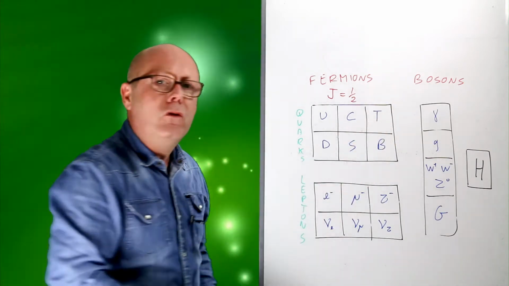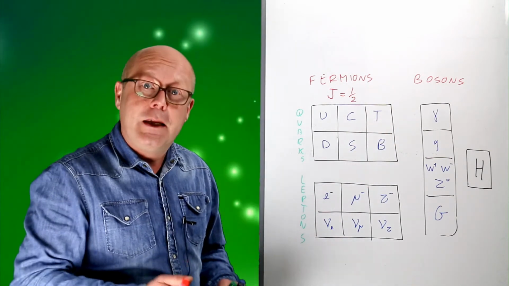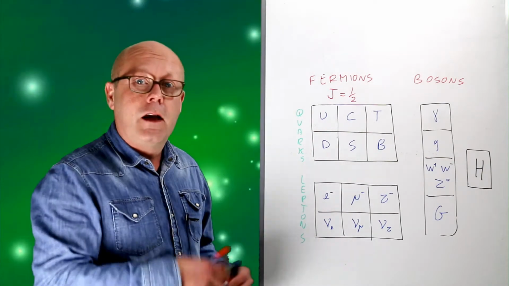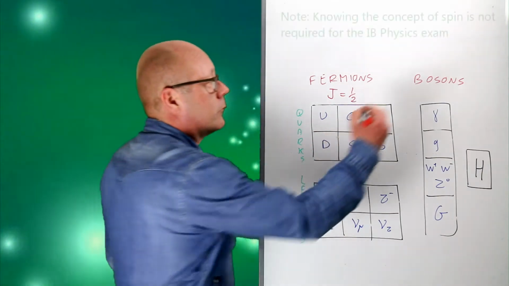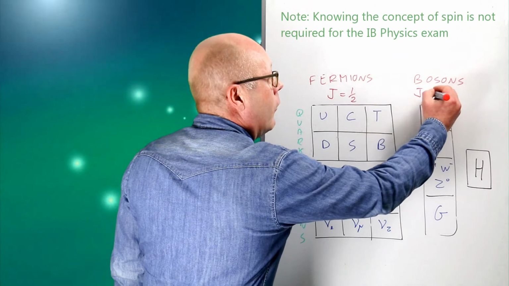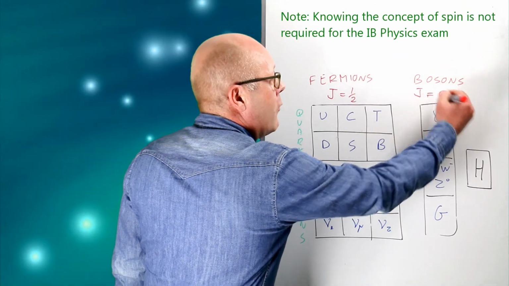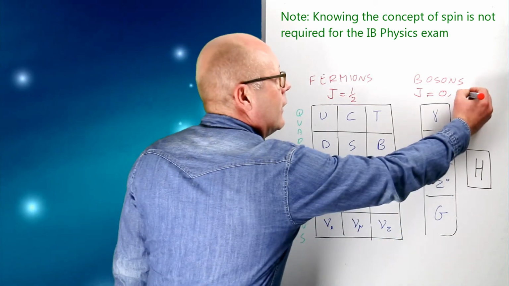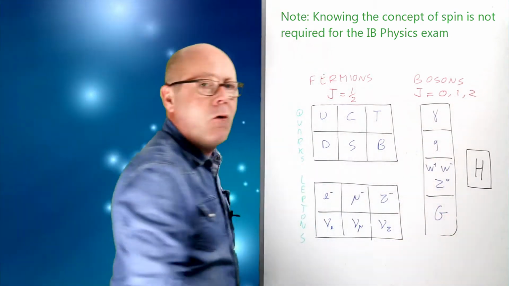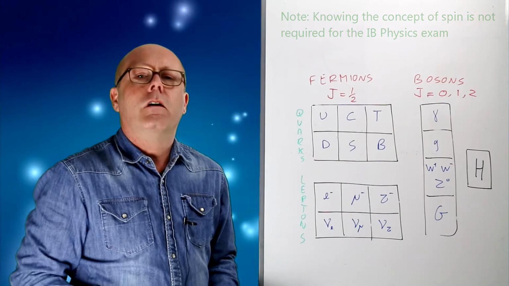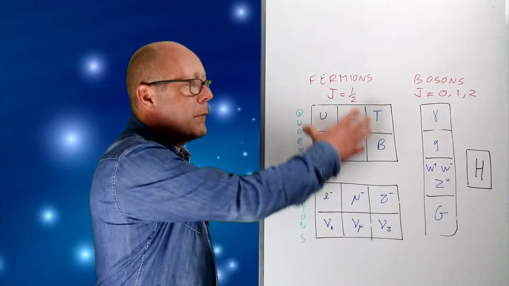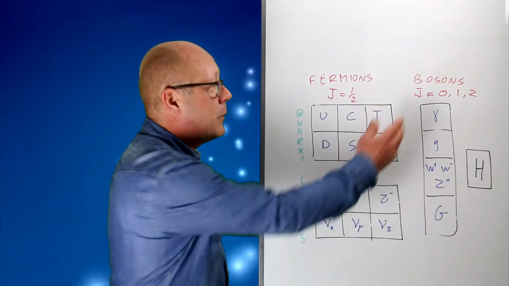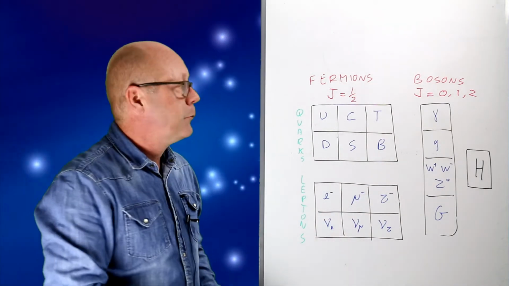For example, for the bosons, the spin needs to be an integer number, like 0, 1 or 2. For example, the spin is 0 for the Higgs boson, is 1 for the photon, and is 2 for the hypothetical graviton. This video will be about fermions. We will discuss bosons in a future video.